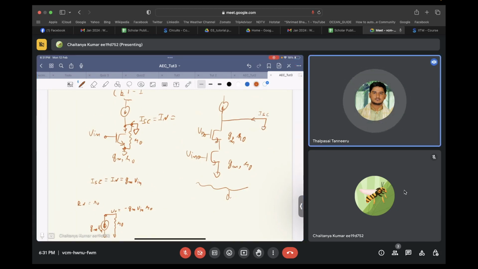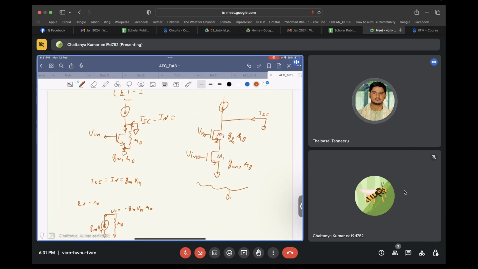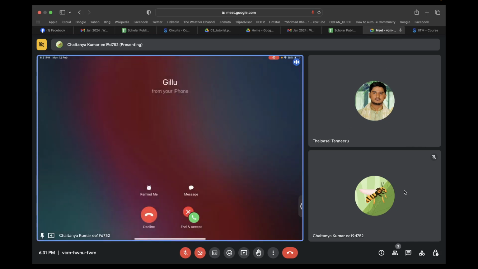It is the current flow from MOSFET 2 and 1, sir. This is MOSFET 2. Let's say this is MOSFET 1. In small signal analysis, VB.